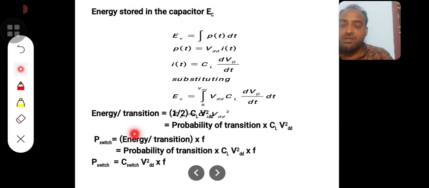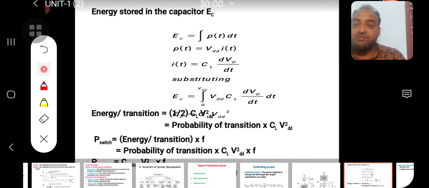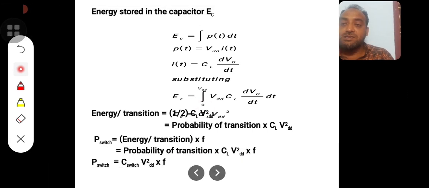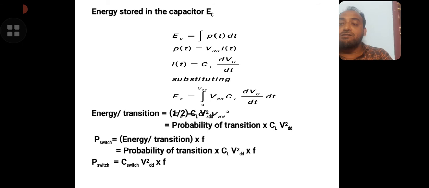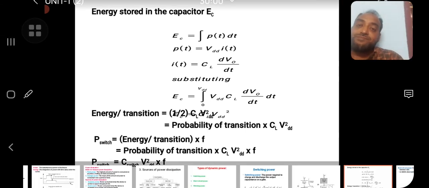Now the power is energy per transition into frequency. Energy per transition is probability of transition into CL VDD square. So probability of transition into CL VDD square into F. Now switching power has become C switch, that CL I am writing as C switch, VDD square into F. This is switching power.